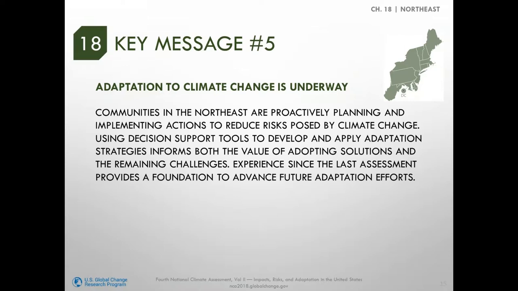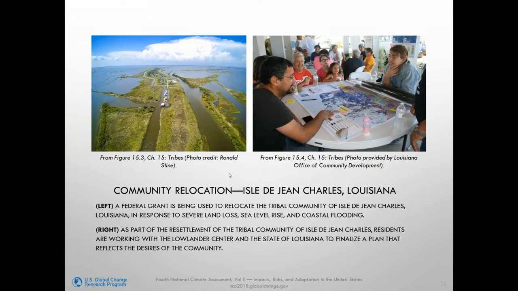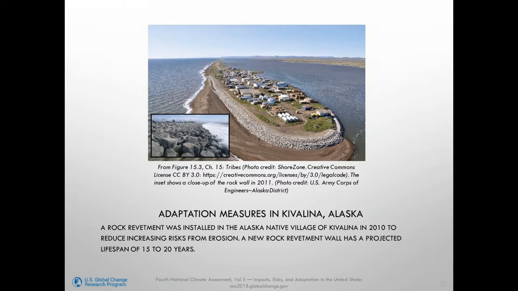Chapter 15, which is the tribes and indigenous peoples chapter, has a lot of wonderful examples of adaptation success stories. We have one from Isle de Jean Charles in Louisiana, and the ways in which the community there has been able to use federal funding to respond to sea level rise and coastal flooding. Also in chapter 15, there's another example from Alaska, and the ways in which this particular village, Kivalina, has been able to respond to the challenges of changing sea level in that region as well.